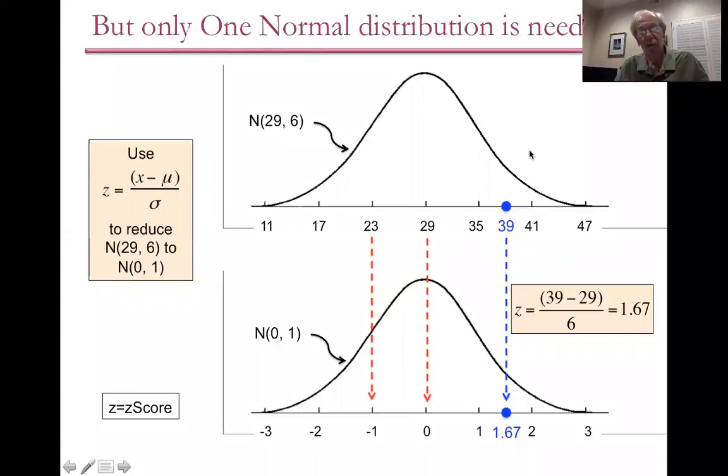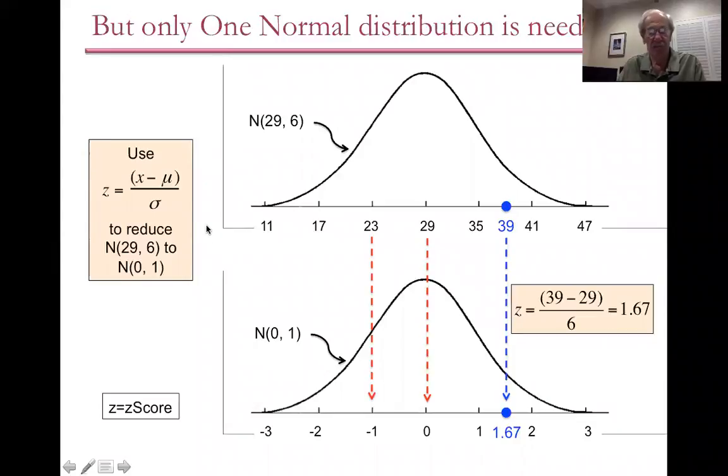So what that means is that I'm going to take the 29.6 curve and change it to the 0.1 curve. The 0.1 curve is the standard normal curve. It has mean 0 and standard deviation 1. I can change the 29.6 curve into the 0.1 curve with this equation, z equals x minus mu over standard deviation.